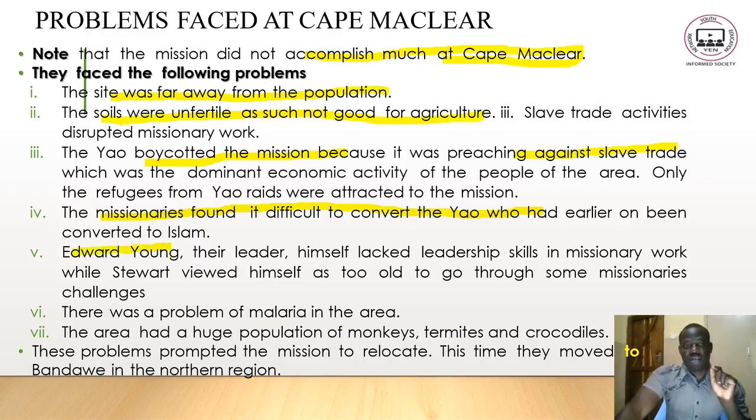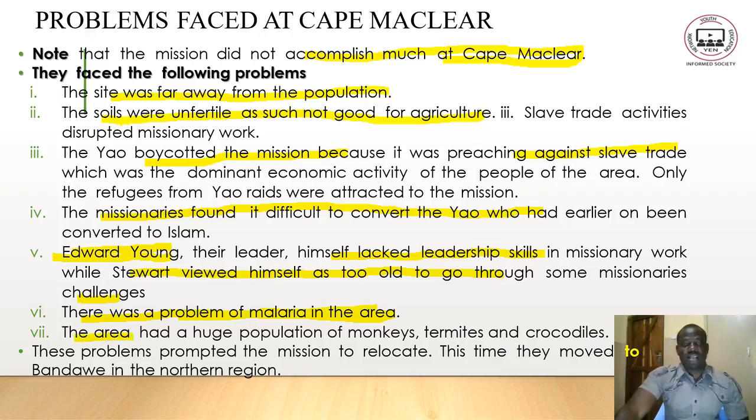And Edward Young, the leader himself, lacked leadership skills in the missionary work, while Stuart viewed himself as too old to go through some missionary challenges. So you can see that is the problem of leadership as well. And also there was a problem of malaria in the area. While we have pointed out that at first they saw that maybe the area was free from malaria, it was not like that. They were attacked by malaria in that area.